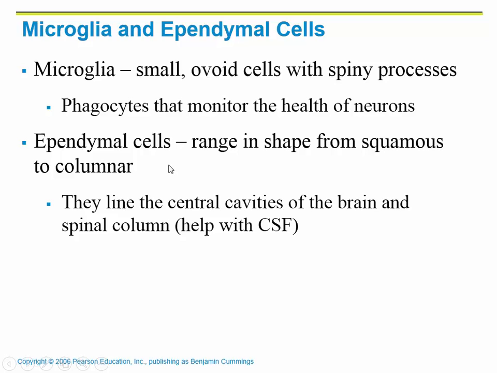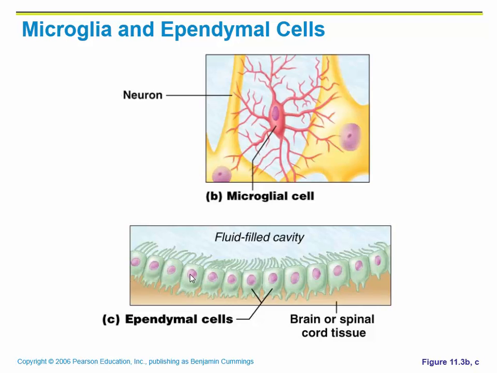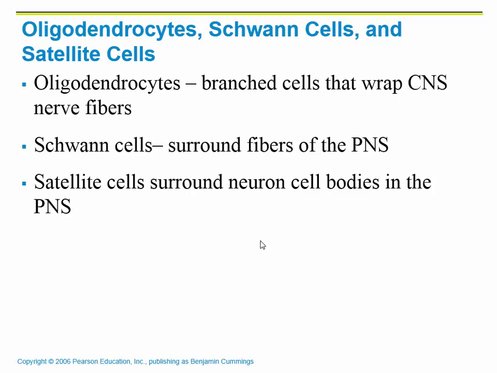Ependymal cells are going to be cells that have cilia attached to them, and cilia, as we know, move things. And what it's going to do is help circulate cerebral spinal fluid throughout the brain. So this is the microglial cell, phagocytic cell, and here are the ependymal cells, and you can see that they have cilia, and they're going to be just moving cerebral spinal fluid around.